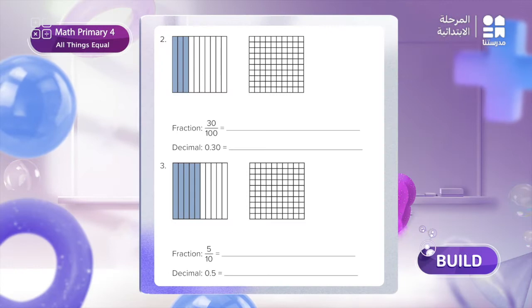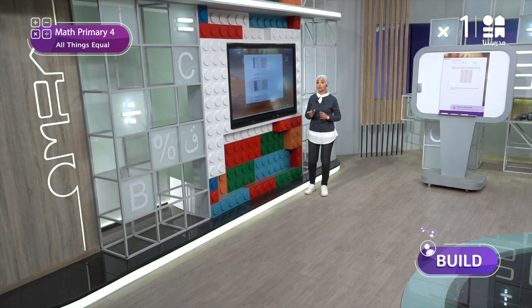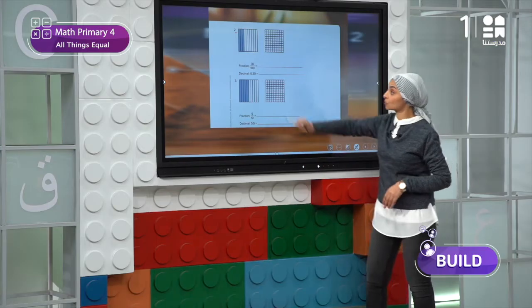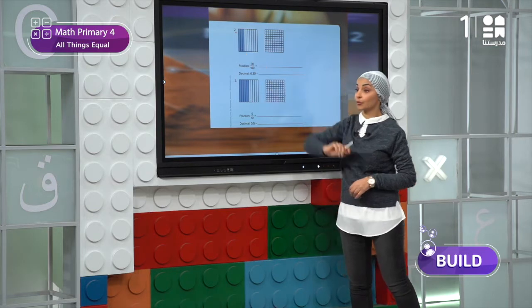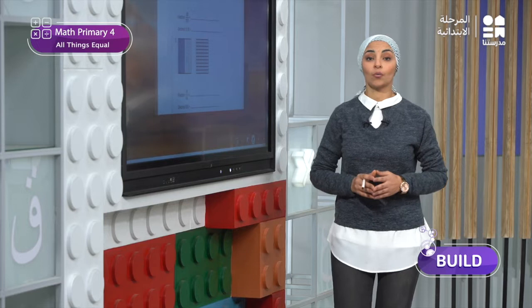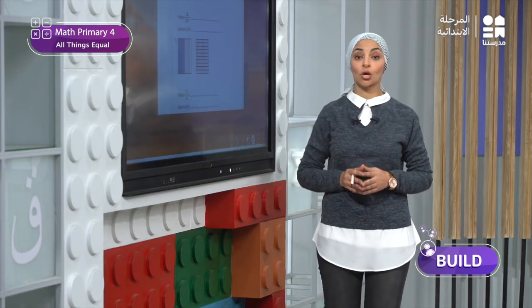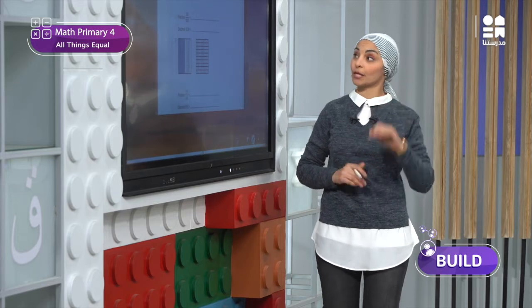تعالوا كده نشوف problem number 2. Here is problem number 2. As you can see, زي ما احنا شايفين, the colored part in the first model represent what? 3 tenths, مش هو here, he colored 3 parts out of 10, يبقى 3 tenths, right? Okay, and the second model divided into 100 parts. So we will color same 3 columns.